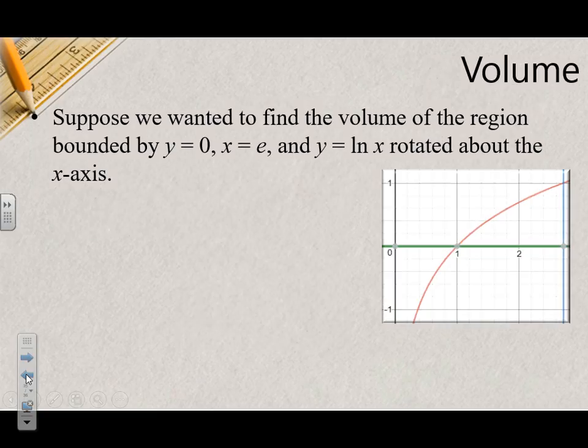Application type of problem. Finding volume. Kind of like we discussed yesterday, finding the volume of a region. Same idea here. So suppose we want to find the volume of the region bounded by y equals 0, x equals e, and y equals natural log of x, rotated about the x-axis.